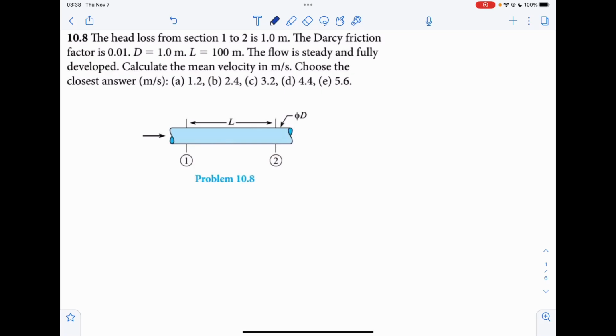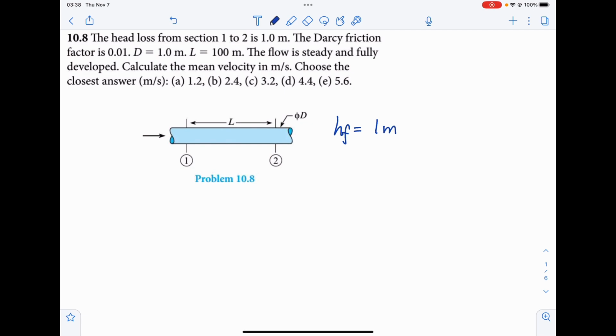In this video we're going to go through the solution for homework 11. Let's look at the first problem, 10.8. The head loss from section 1 to 2 is 1 meter, so the friction loss is 1 meter.